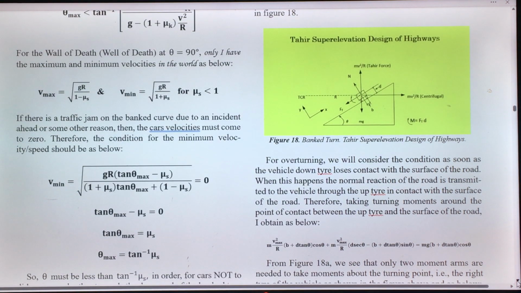Okay, so for overturning, we'll consider the condition as soon as the vehicle's down tire loses contact with the surface of the road. So the down tire, or the left tire, the one that you see in the figure on your left. When this happens, no normal reaction of the road is transmitted to the vehicle through the up tire in contact with the surface of the road.